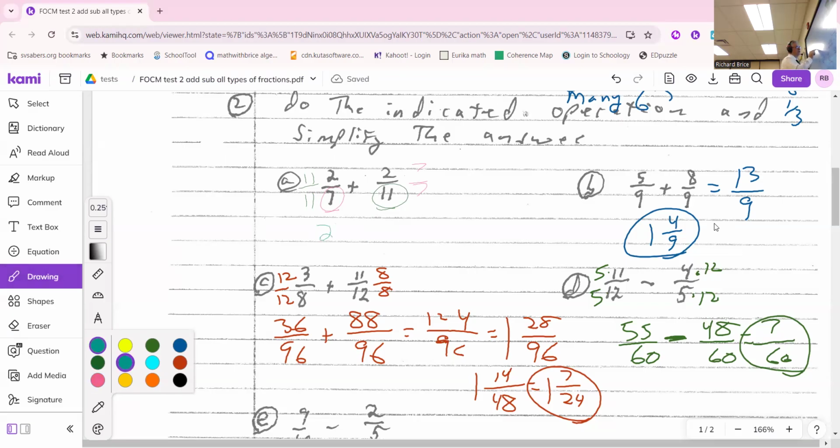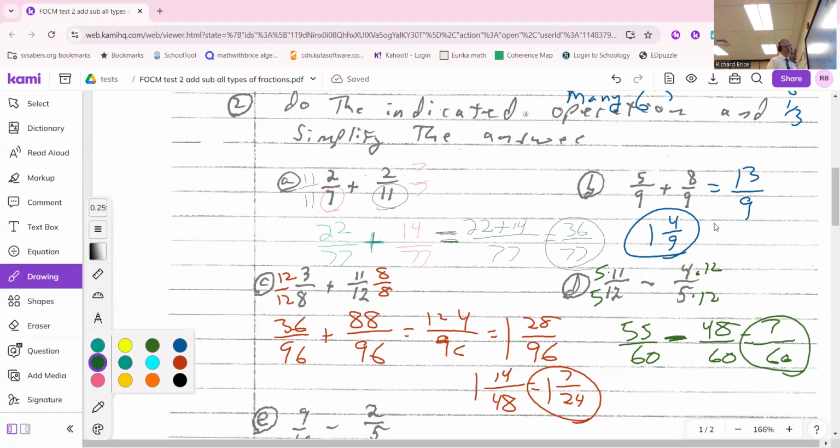11 times 2 is 22. 11 times 7 is 77. Plus 7 times 2 is 14. 7 times 11 is 77. Yes, that's really a plus symbol. Now we have a common denominator. So we add the 22 and the 14. This is adding, so the denominator stays the same. Everything has to be the same size slice. If we're working with lasagna, pizza, cherry pie, everything has to be the same size.